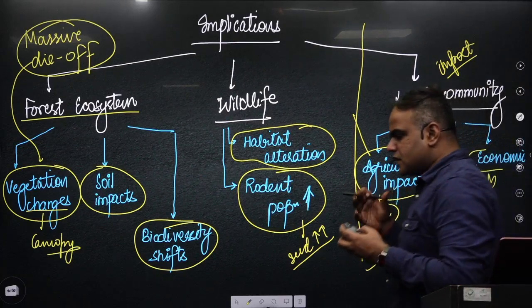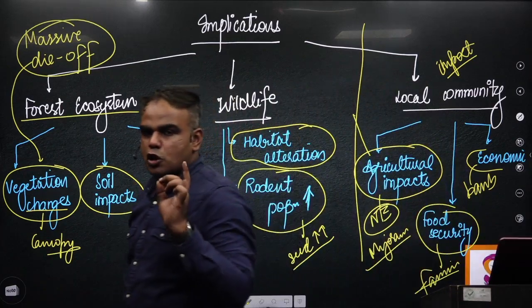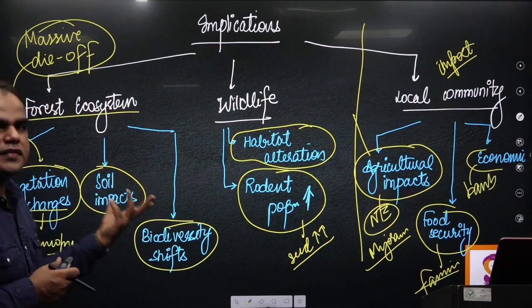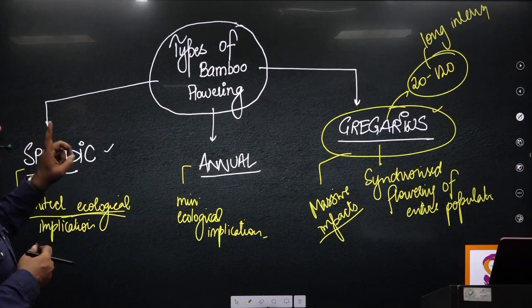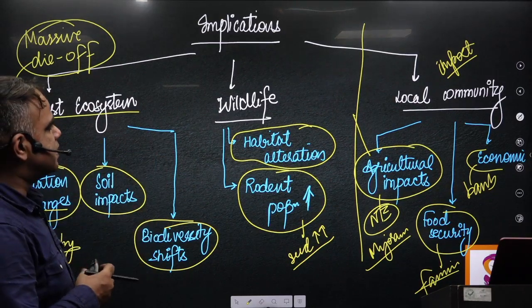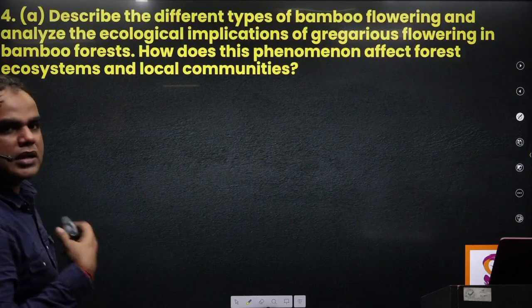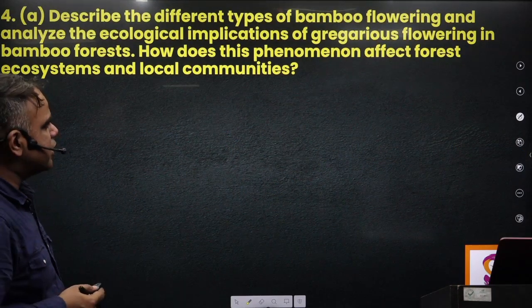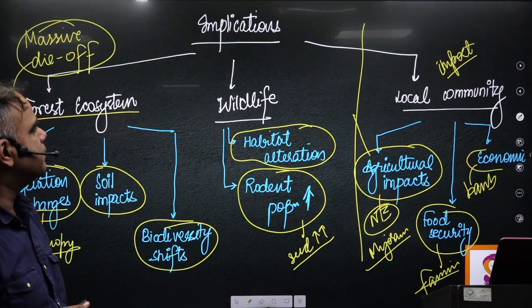And because of this rapid drying off and die off, there is also a chance that the forest fire may spread. So what you understand is the types of bamboo flowering plus the implications this is going to have. Keep this in mind, because this is again a question that can be asked. We've covered sal die off, and we've also covered the bamboo flowering through this question.